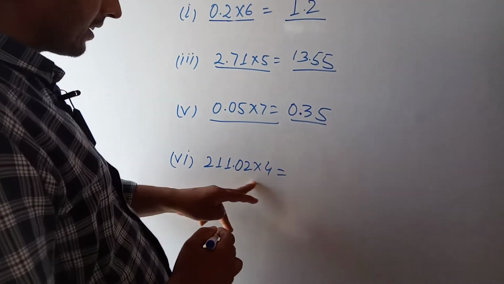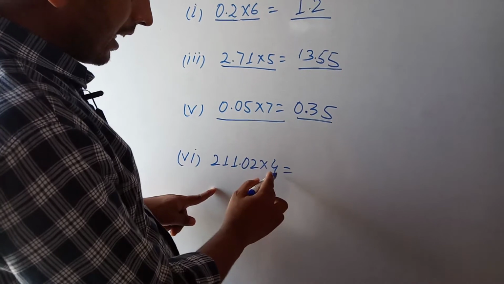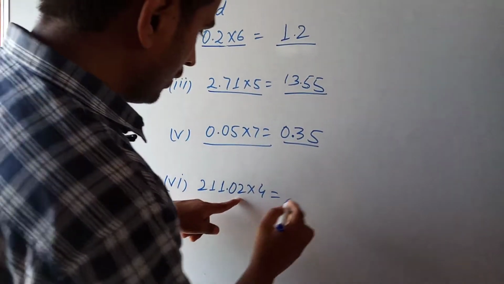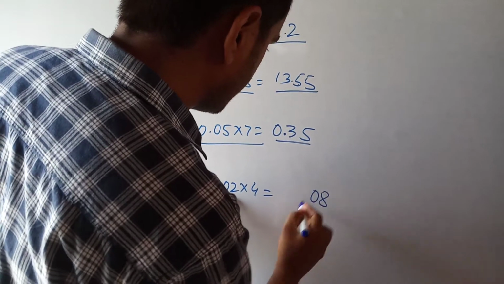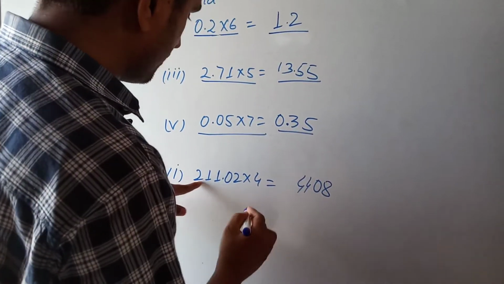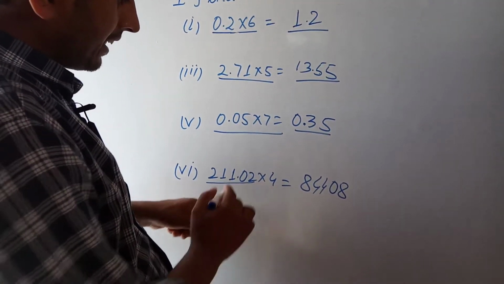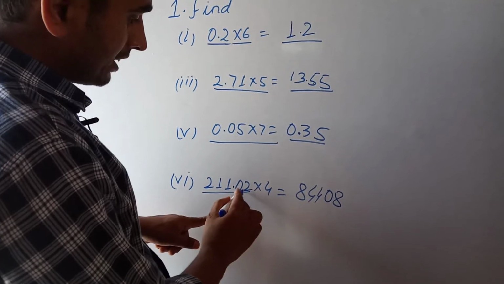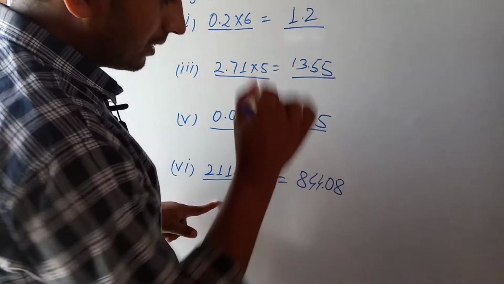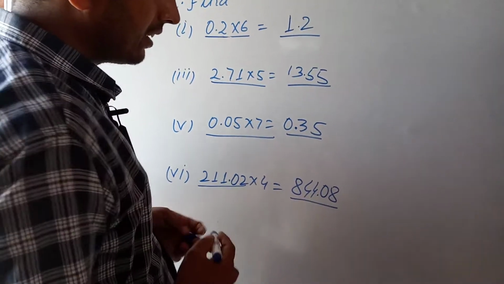Now coming to 6, we have to multiply this number. Again forget this decimal and multiply this number 21,102 by 4. 4 twos are 8, 4 zeros are 0, 4 ones are 4, 4 ones are 4, and 4 twos are 8. Now here we see that after decimal there are two digits, 1, 2. So after two digits put the decimal. Its answer will be 844.08.